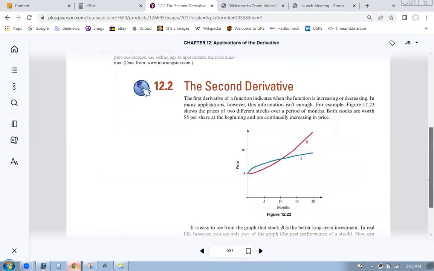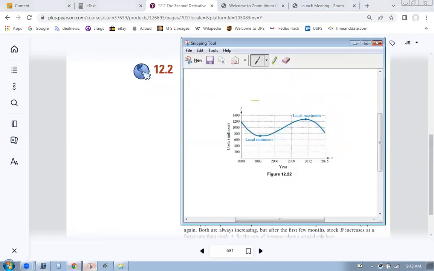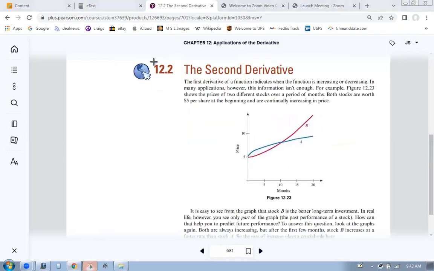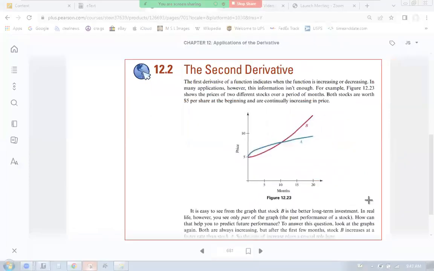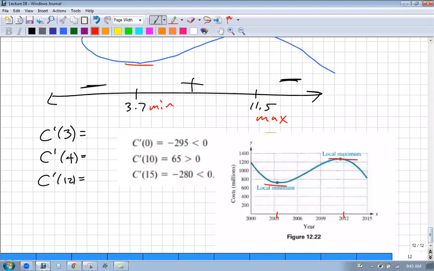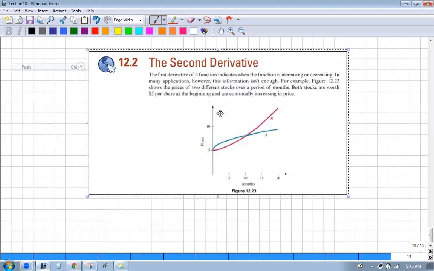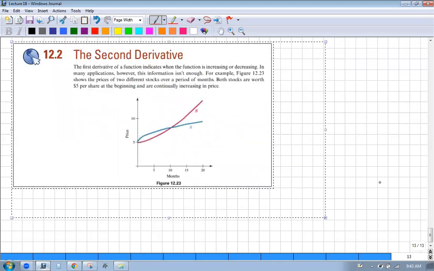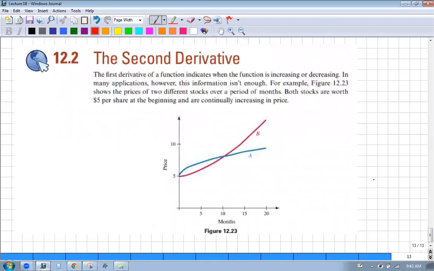There we go. The second derivative. Well, if the first derivative is slope, or the rate of change, right? The second derivative is the rate of change of the rate of change, okay? It's acceleration, if you will.